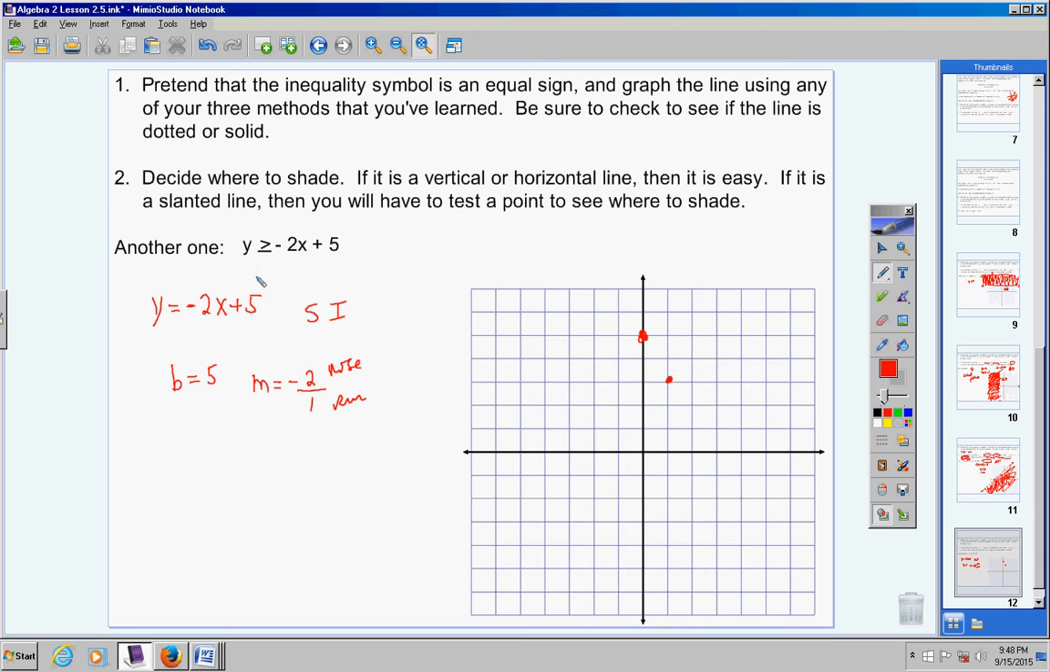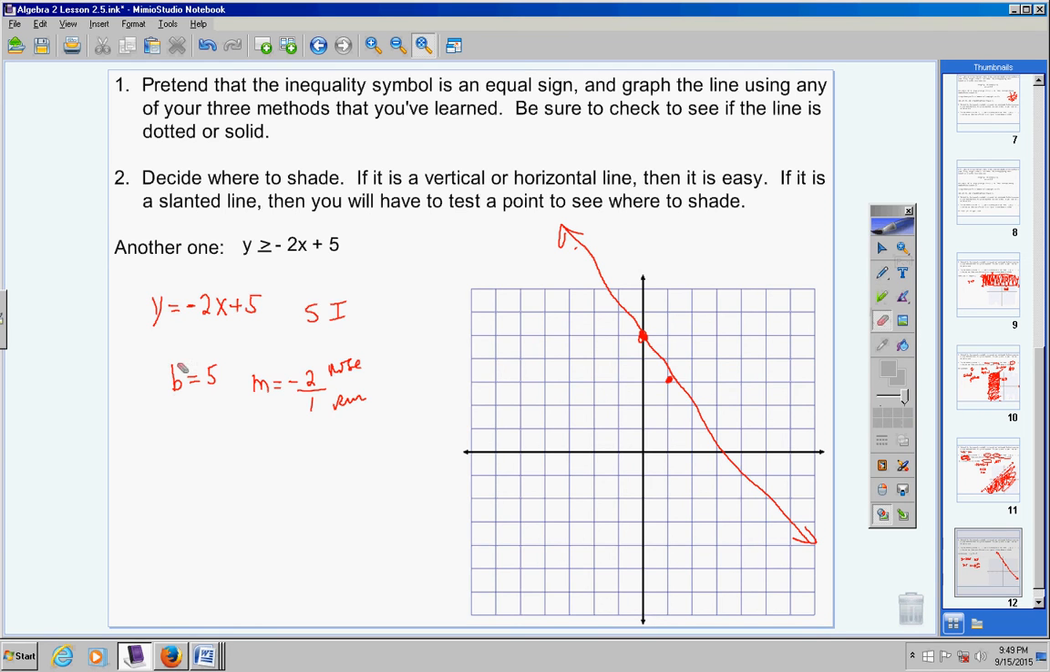Now, excuse me, is my line going to be solid or dotted? Well, there's an equal sign here, so it's going to be solid. And so here we go. Do the best I can to draw this without having a straight edge. And that'll be good enough. So there we go. There's my slanted line. Now, we've done step 1, totally done, we're good.